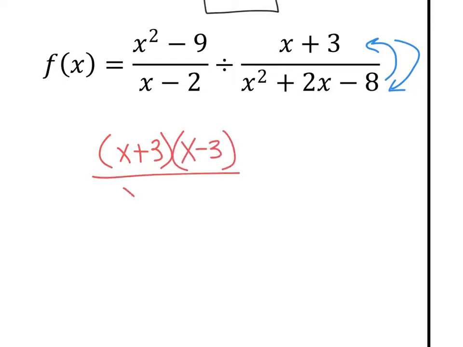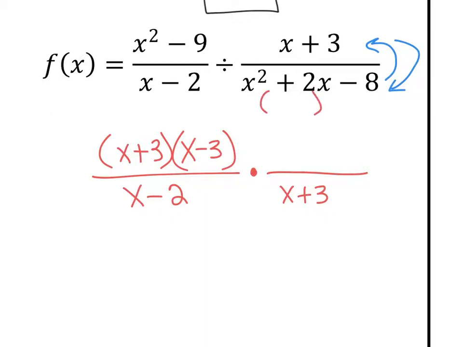I can't do anything to my denominator, so I'm just going to bring it down. Now remember, I'm changing this to a multiply now, and they're going to switch places. So my x plus 3 is now on my denominator. Now my numerator, I'm going to go ahead and factor that out.